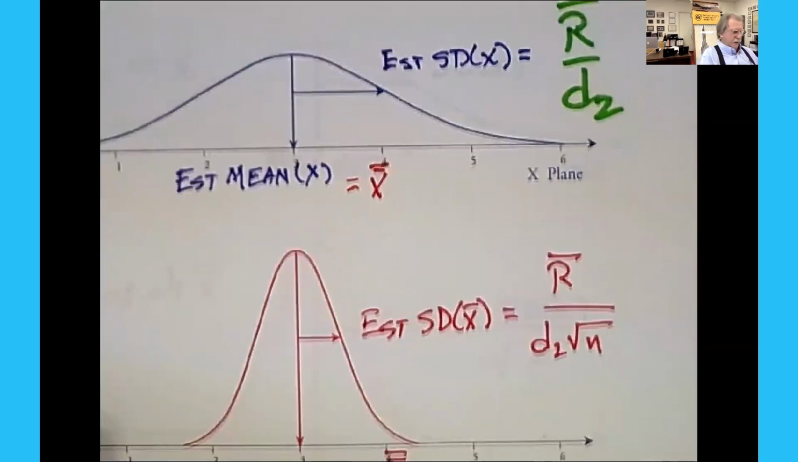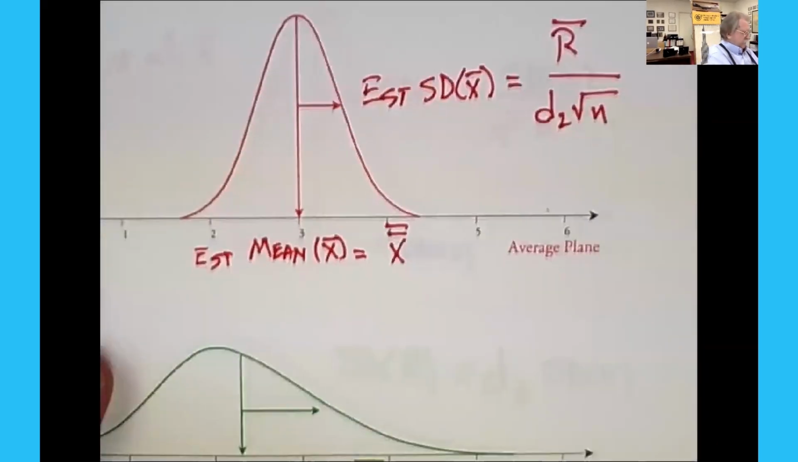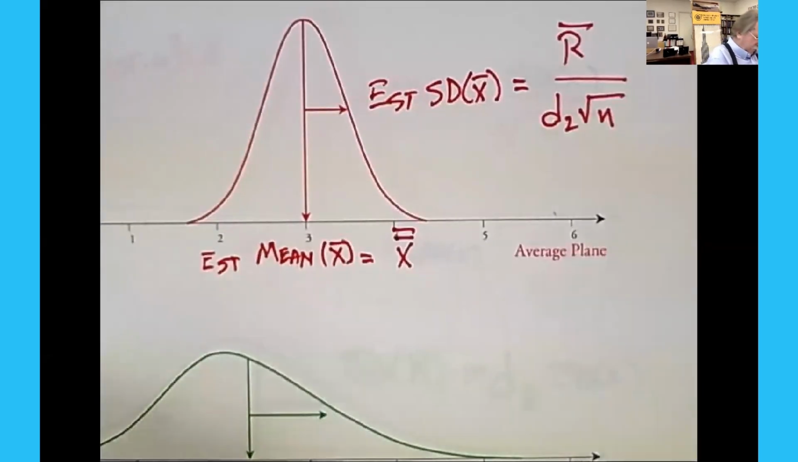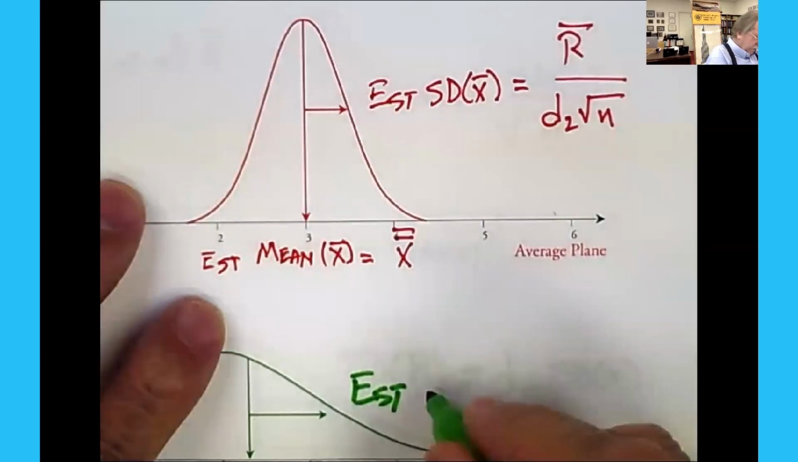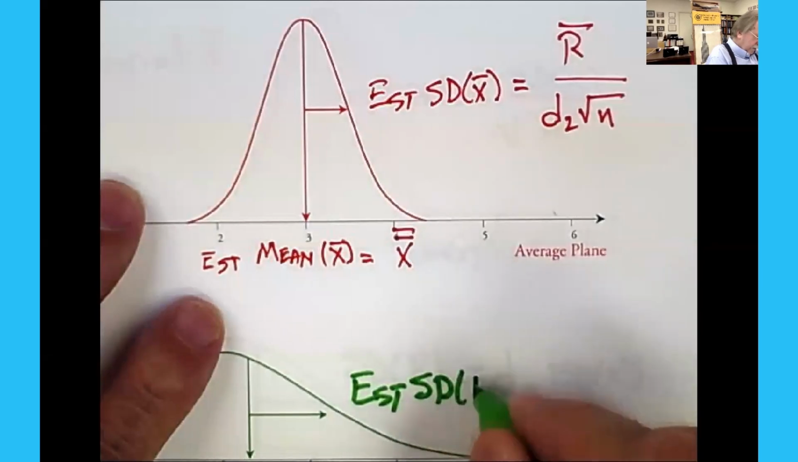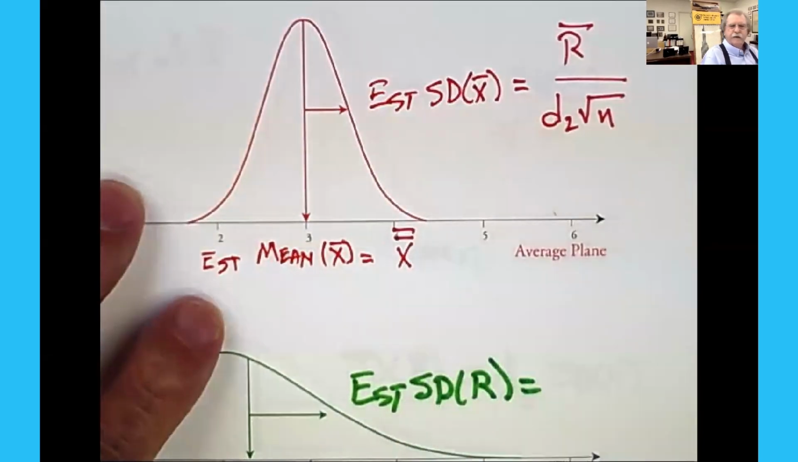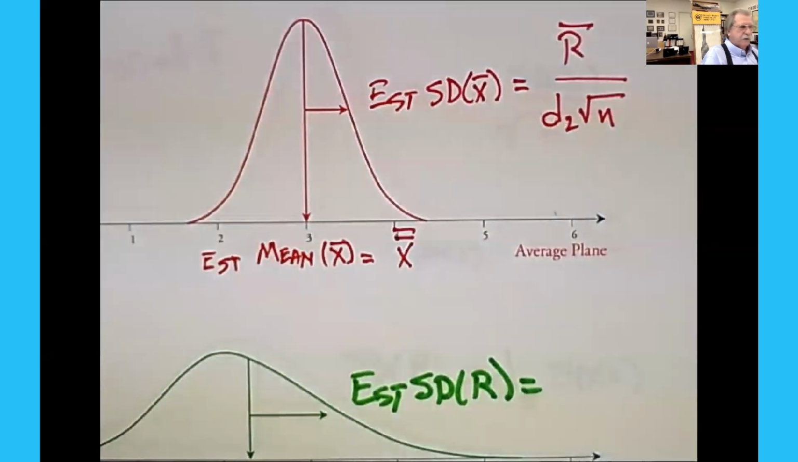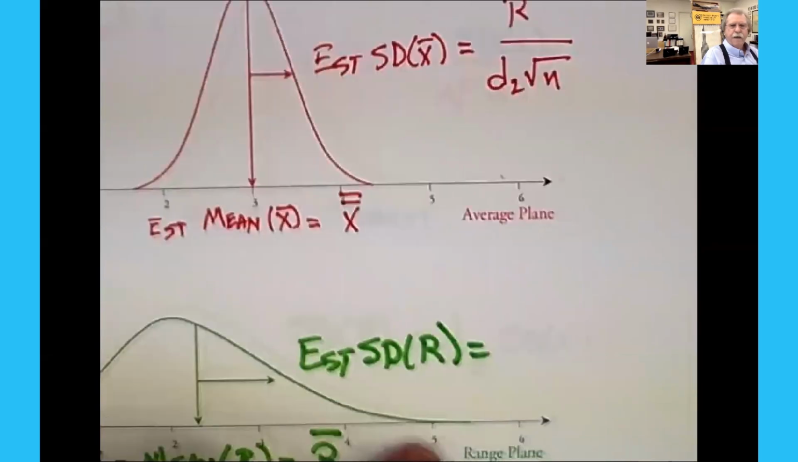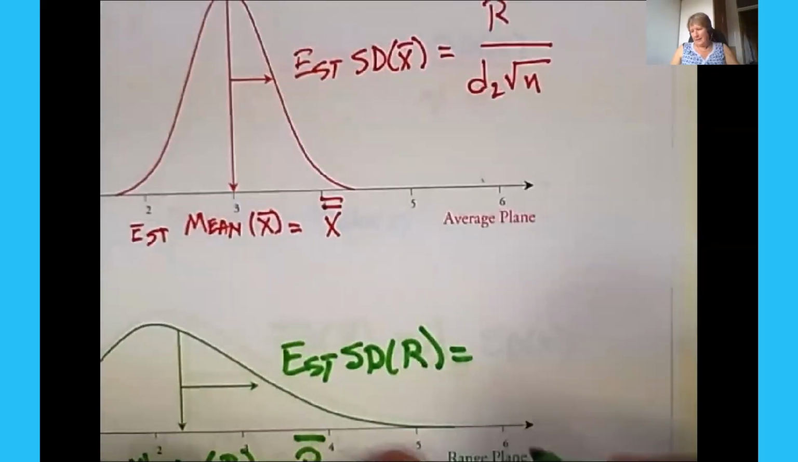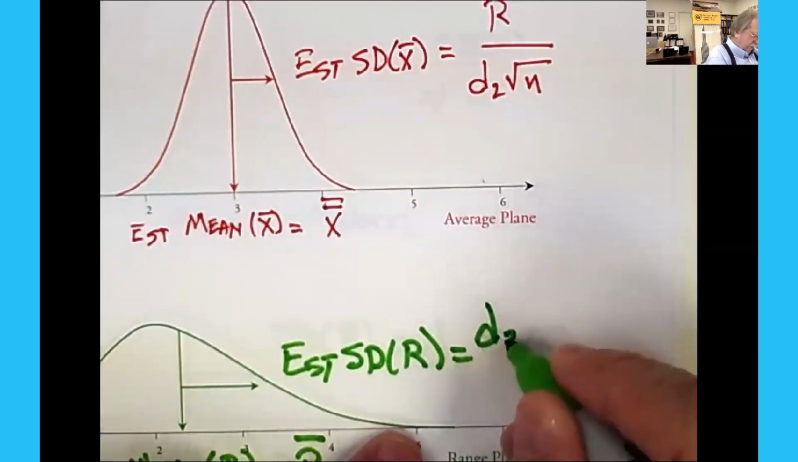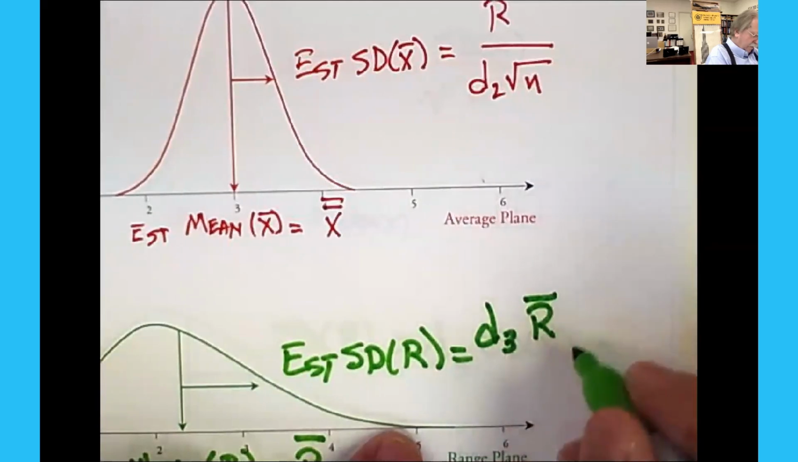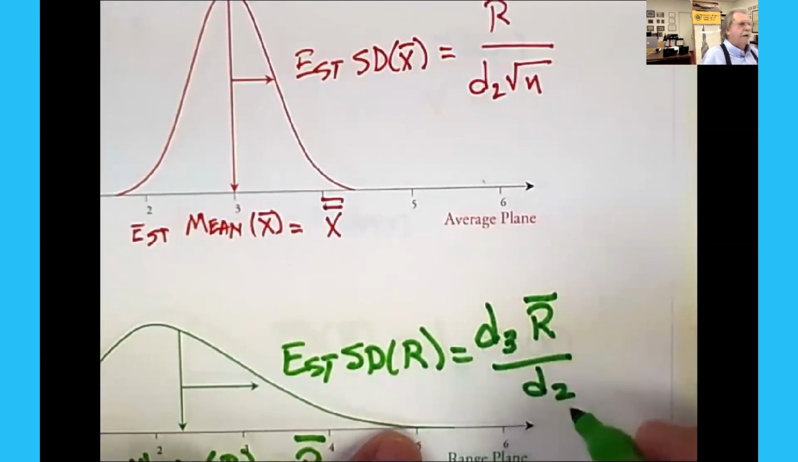Yes. Now we come down to the range. Estimated standard deviation for the ranges. Based on the relationships on the previous page, what can I use here? R bar divided by D3 divided by root n. We have D3 times R bar divided by D2, wouldn't we?